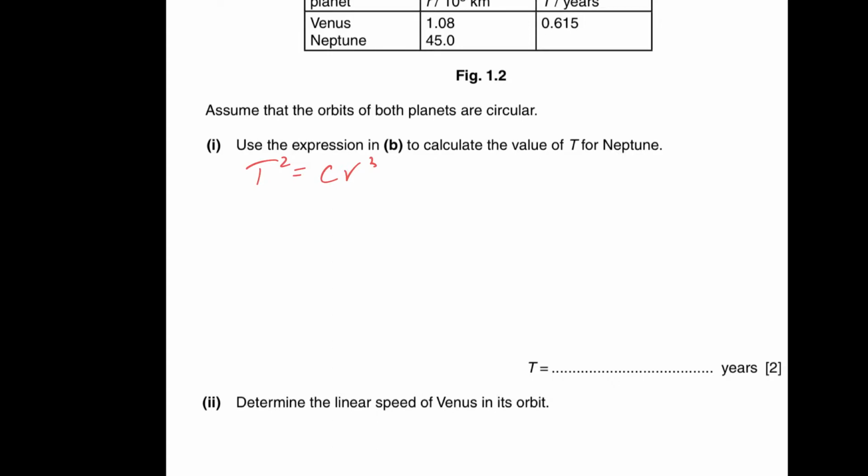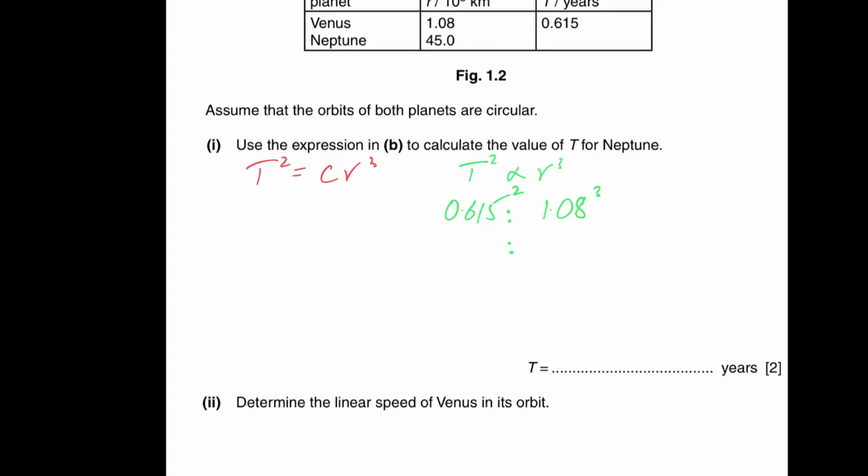Now, since C here is a constant, T squared is directly proportional to r cubed. The time period for Venus is 0.615. Don't forget this here is in years. This is squared, and the radius is 1.08. Don't forget this here is into 10 to the power 8 kilometers. The reason I'm not writing 10 to the power 8 and kilometers is because this will cancel out eventually.